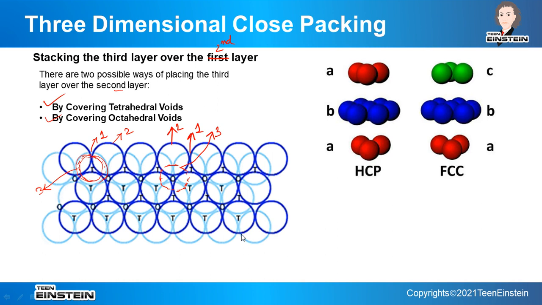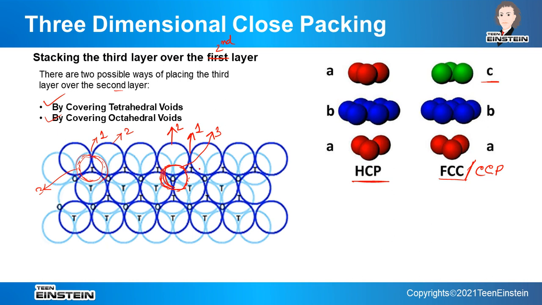So when we are covering tetrahedral voids, basically we will get HCP. This type of structure is known as HCP, hexagonal close packed. And when we are placing the third layer on octahedral voids, basically we are getting FCC, that is face centered cubic lattice. It is also known as CCP, cubic close packed or face centered close packed. Okay, so the ABC type we get when we are covering the octahedral voids.